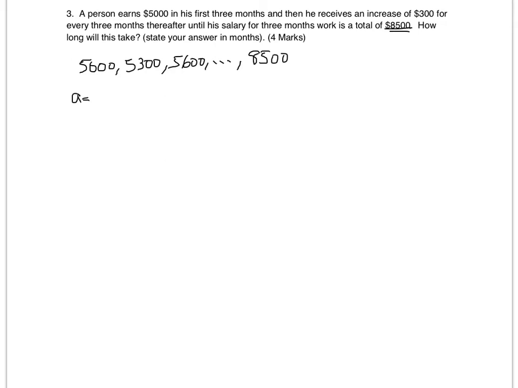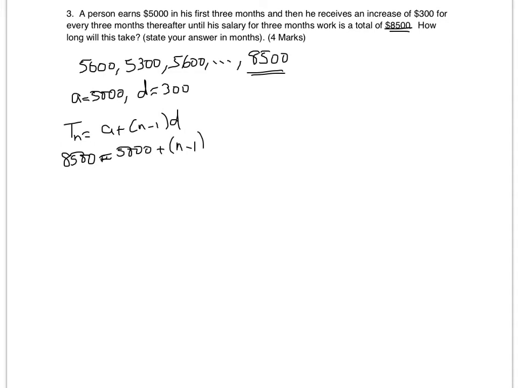So we know that a is 5,000 and d is 300. And I know the last term is 8,500. The formula for the general term of an arithmetic sequence is Tn = a + (n - 1)d. Tn here is 8,500, a is 5,000, plus (n - 1) times d, d is 300.